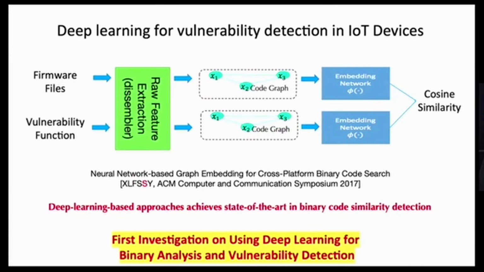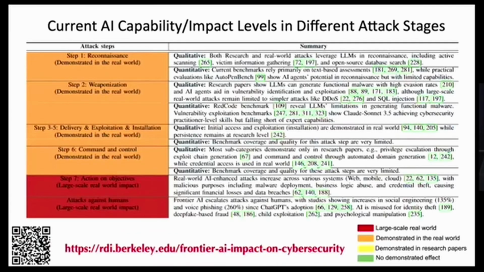My group and collaborators were actually the first to investigate using deep learning for program binary analysis and vulnerability detection many years ago. Even back then, we showed that deep learning can achieve state-of-the-art in certain domains, such as binary code similarity detection and vulnerability detection. Fast forward to now with LLMs, the AI capability is significantly stronger. In our recent work, we also evaluated and investigated hundreds of recent papers, exploring the current AI capability and impact levels in the different attack stages.